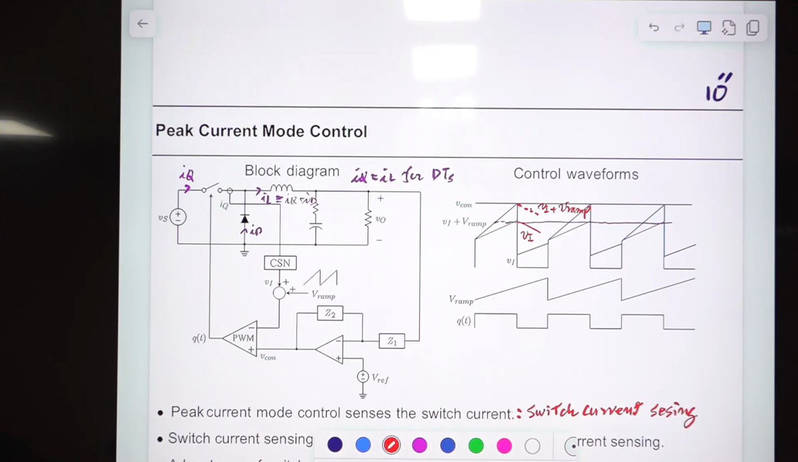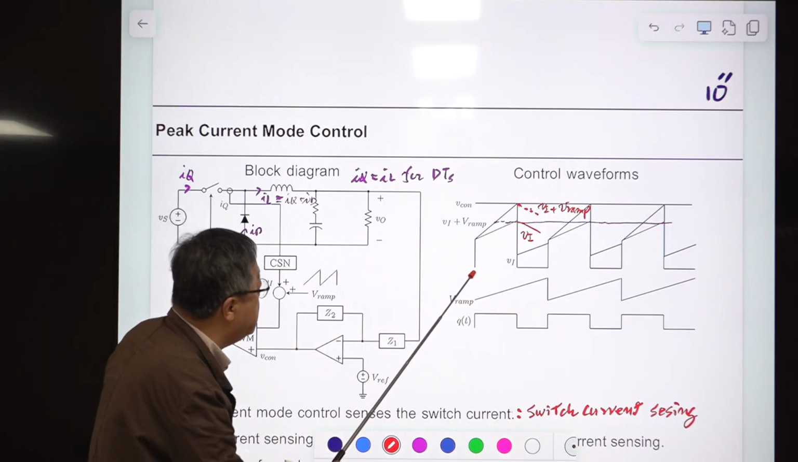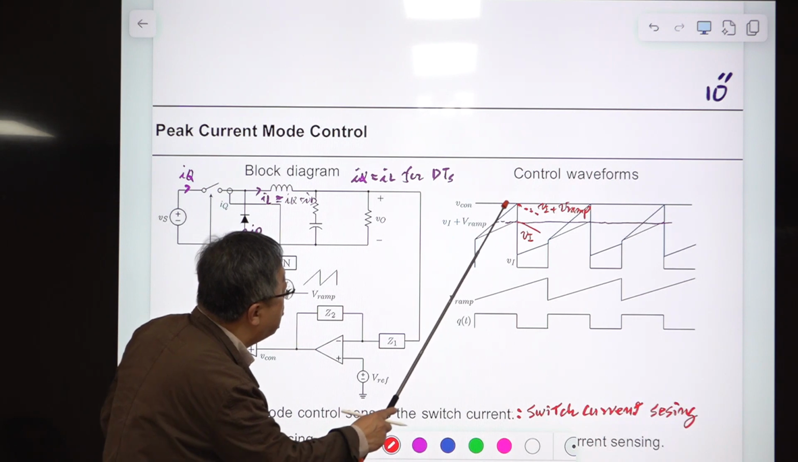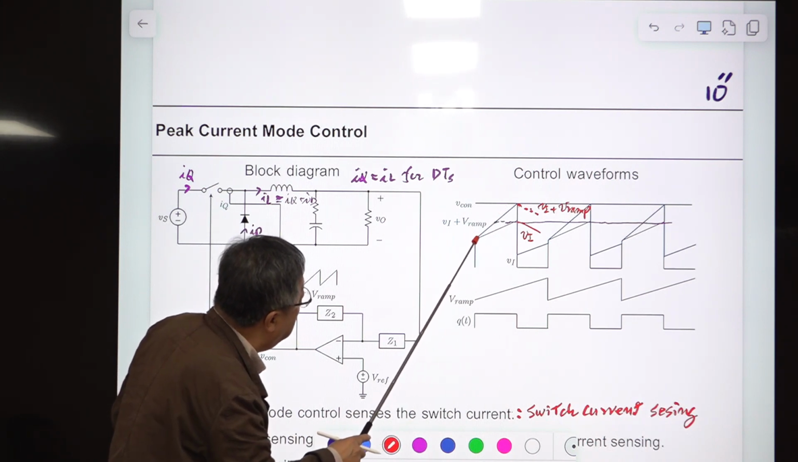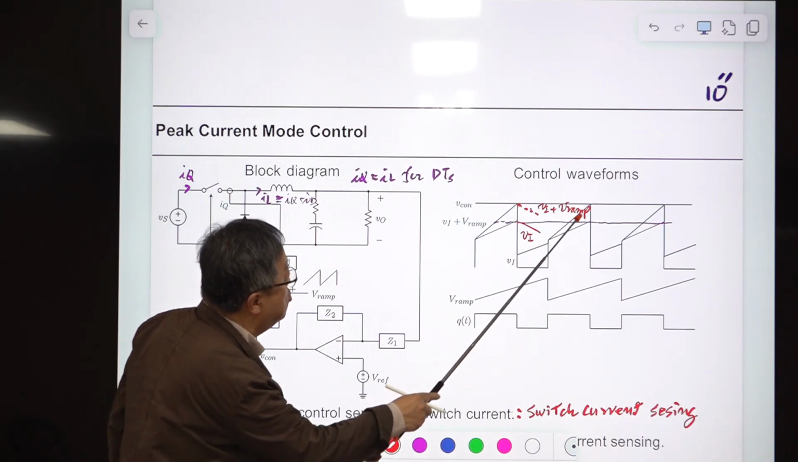Okay, so this is a waveform. This is a ramp signal, the compensation ramp or stabilizing ramp, and this is the inductor current. The inductor current has a minimum value, a maximum value, a peak value, something like this. It goes on like this.